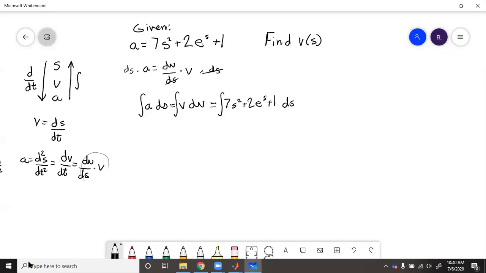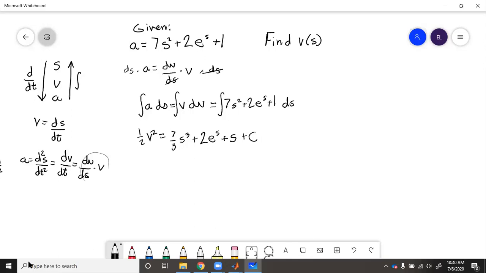So if we do this integration, then we know that we can get 1/2 v squared equals, we integrate this, 7/3 s cubed plus 2e to the s, because the derivative of e to the s is just e to the s, so that stayed the same. If there was a constant in front of this s, then we'd have to use chain rule, but fortunately it's just s. Integral of 1 is just s, and then we need a plus constant.